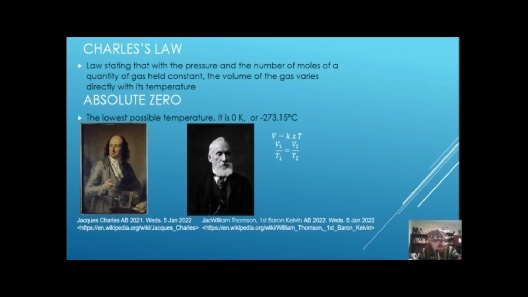He changed how we understand temperature with the discovery of an absolute 0 value. Absolute 0 is the lowest possible temperature. It's negative 273.15 Celsius. He set a new scale of temperature, which is Kelvin, named after his lordship, Lord Kelvin. Now, 0 Kelvin is the lowest possible temperature.